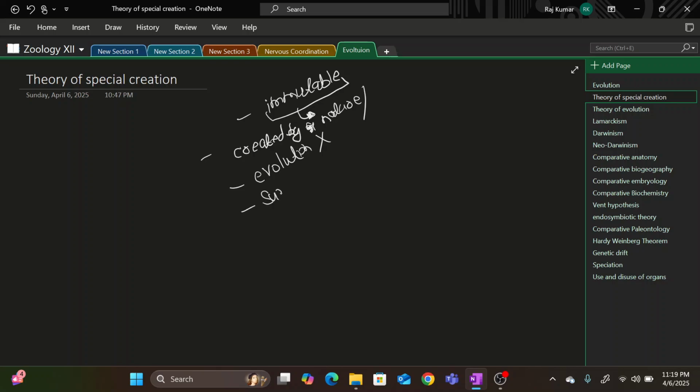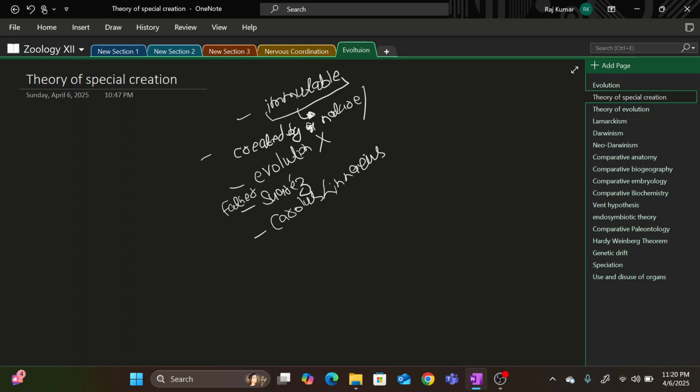Father Suarez was a very renowned person in the 19th century, who promoted the theory of special creation and was one of the founders of this theory. And alongside that, there was a scientist named Carolus Linnaeus, the famous scientist who laid out the classification system, the father of taxonomy, who was initially a proponent of the theory of special creation, but then he realized and believed in the theory of evolution.